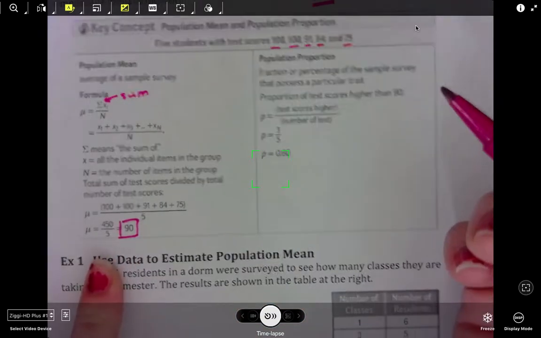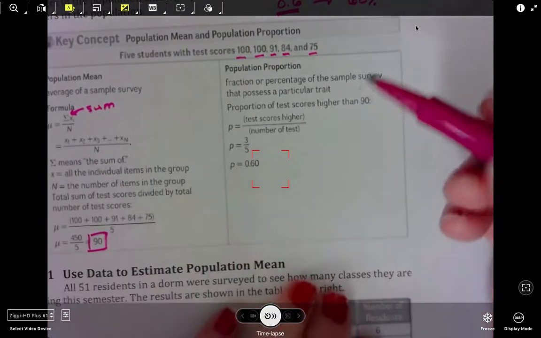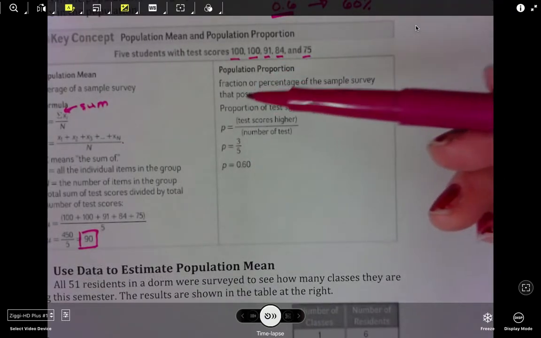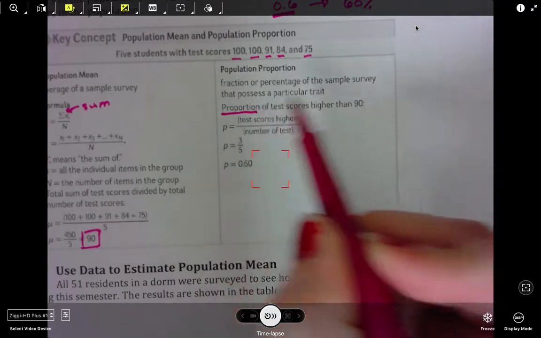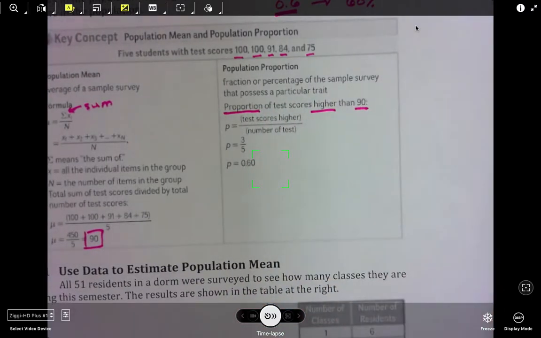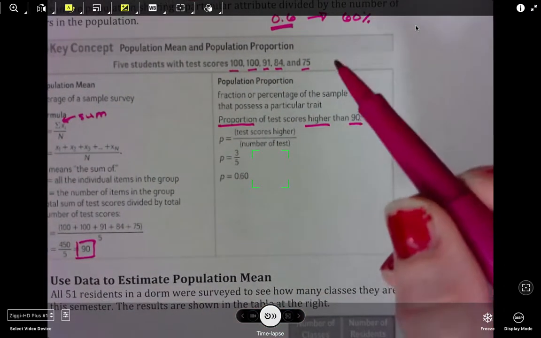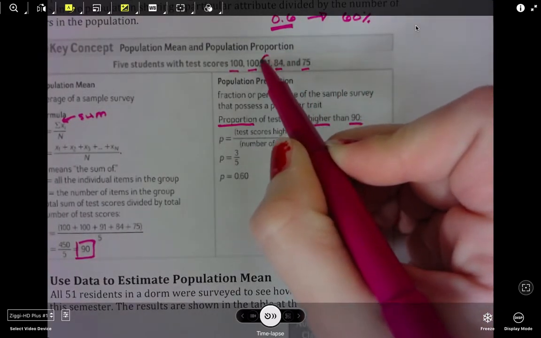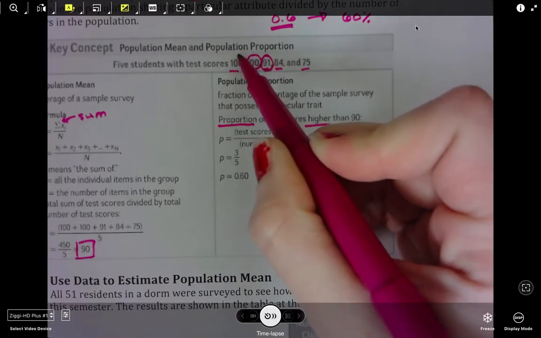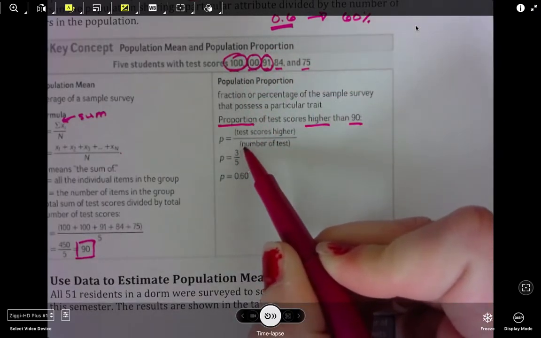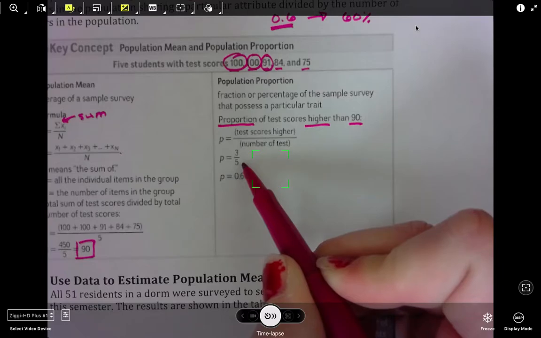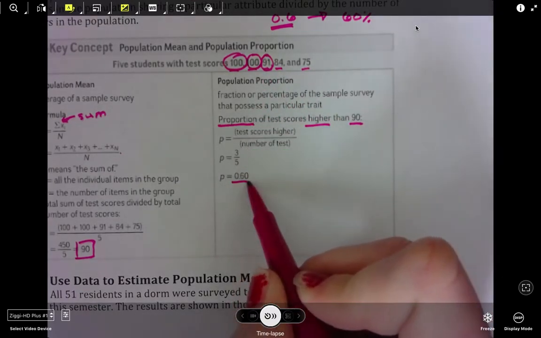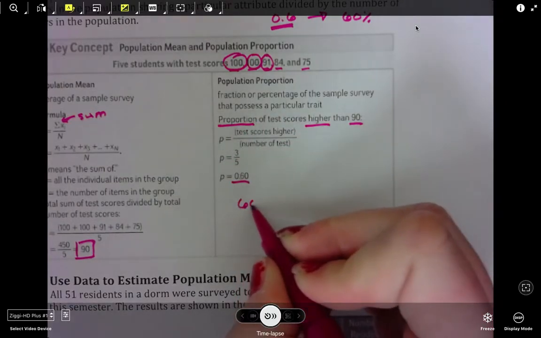Okay. Then they hop over here to population proportion, and they say the fraction or percent of the sample. They're interested in finding the proportion of tests higher than 90. Okay, so I'm looking at higher than 90. 75 is not higher than 90. 84 is not higher than 90. 91 is higher than 90, 100, and 100. That's 3 test scores out of 5 that are higher than 90, which as a decimal is 0.6, or 60%.